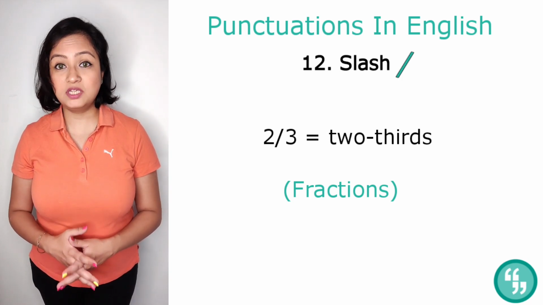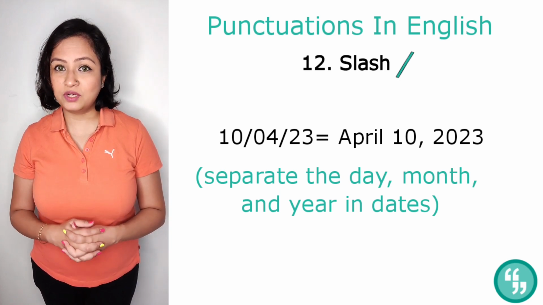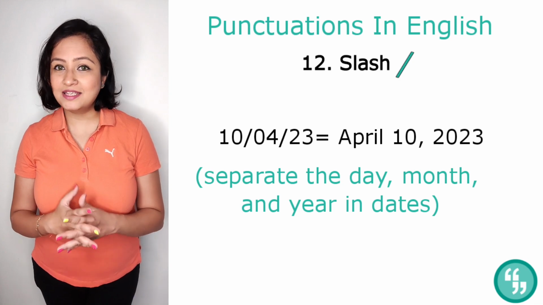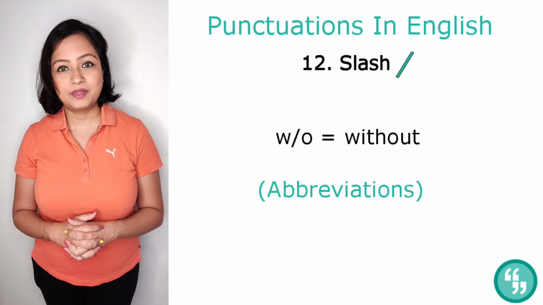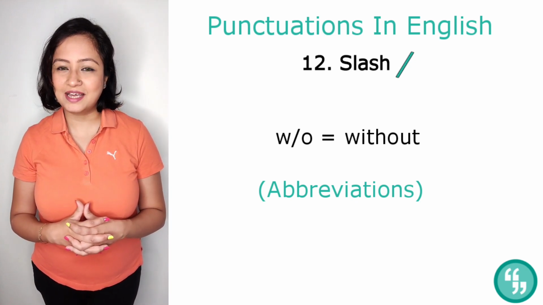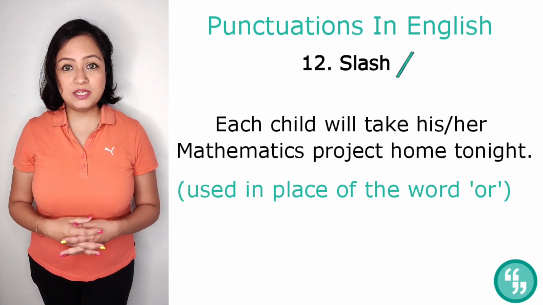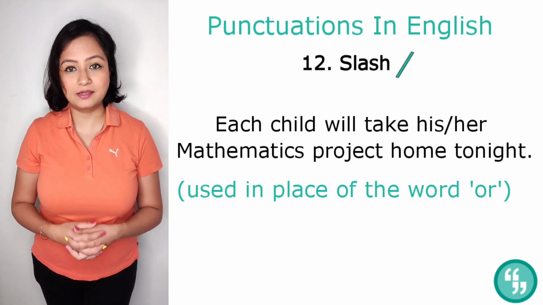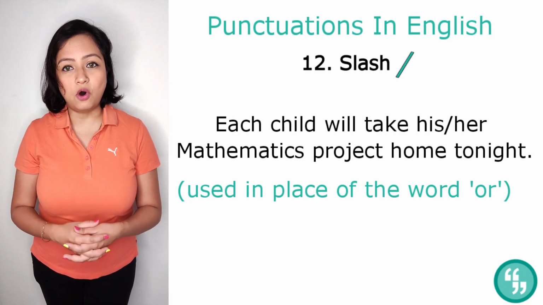2/3, which is fractions. 10/04/23, April 10, 23. Here it separates the day, month and year in dates. W/O, which is without, an abbreviation. Each child will take his/her mathematics project home tonight. Here it is used in place of the word or.